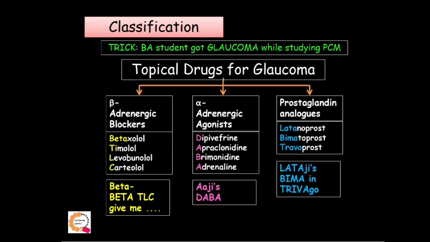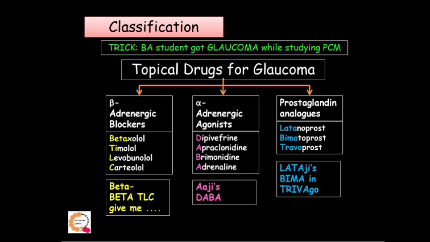And the second category is alpha adrenergic agonists. These have 4 drugs: dipivefrine, apraclonidine, brimonidine, and adrenaline. Its trick is Aji's Daba. Aji for alpha agonist, and Daba: D for dipivefrine, A for apraclonidine, B for brimonidine, and A for adrenaline.